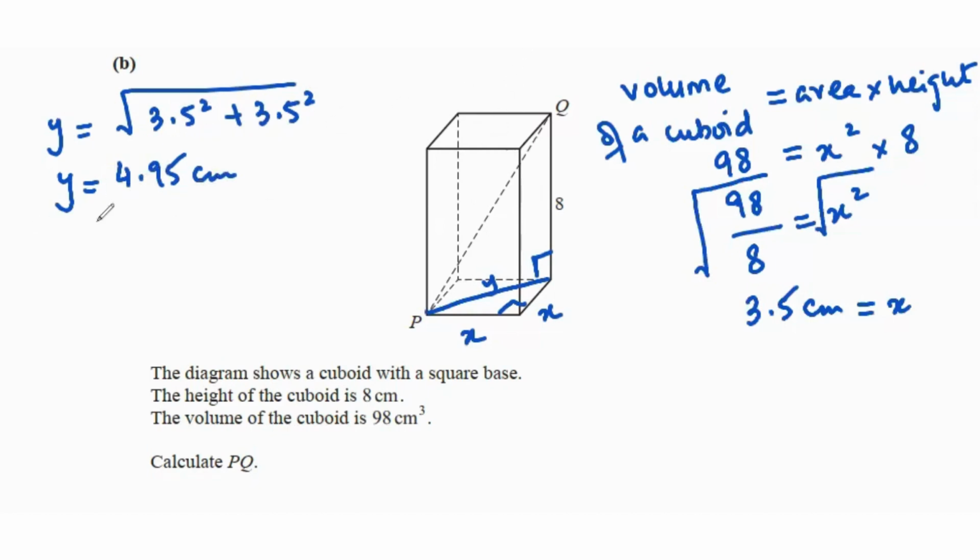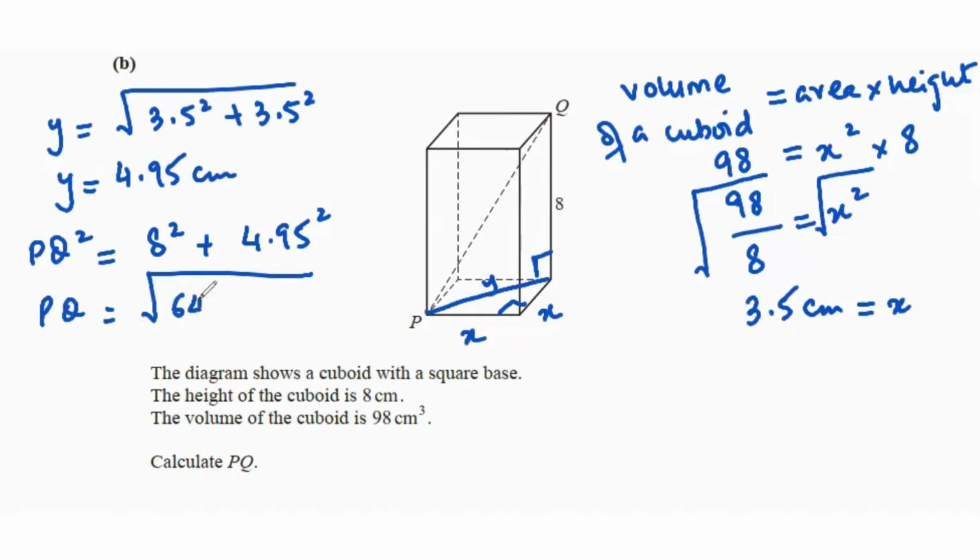After this, we're going to find PQ again using Pythagoras. PQ squared equals 8 squared plus 4.95 squared. PQ is going to be the square root of this, and that is going to leave us with 9.41 centimeters. That is PQ.